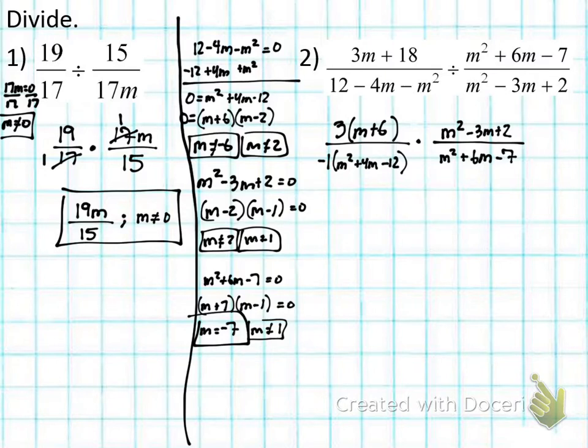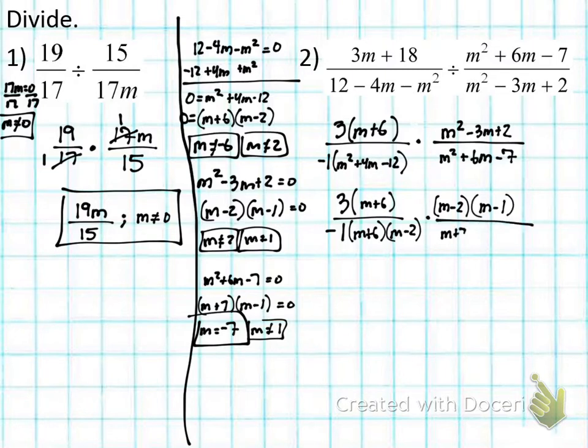Okay? Now we need to factor things out. So now we know all the excluded values. This denominator we could factor out. We kind of did it already over here. So we're going to rewrite this out. The denominator we can write out as -1 times m plus 6 times m minus 2. This one we already factored out earlier on the side right here. So we're going to just copy that over. And then the new denominator here we could factor really quickly. M plus 7 times m minus 1.